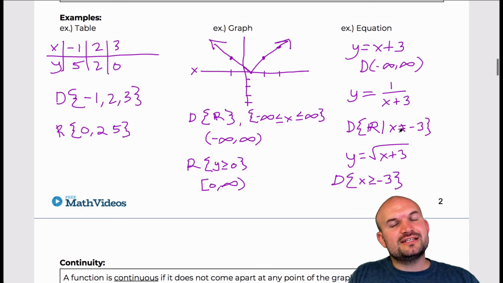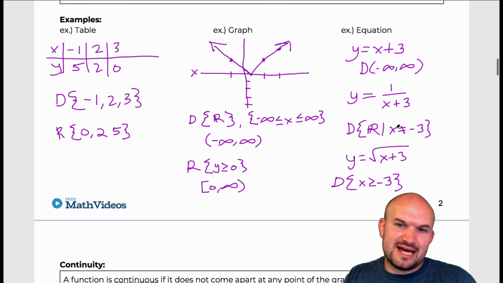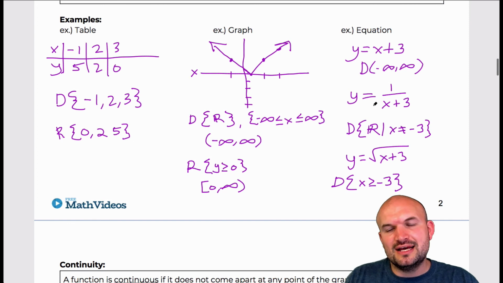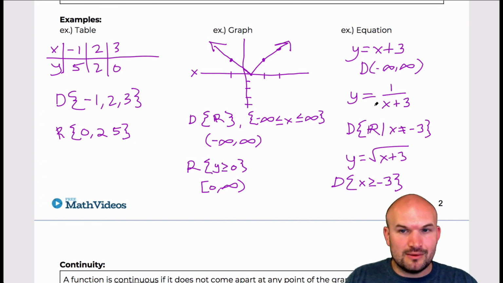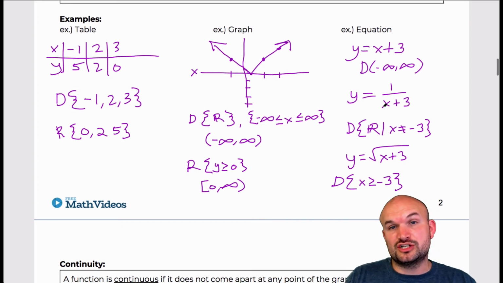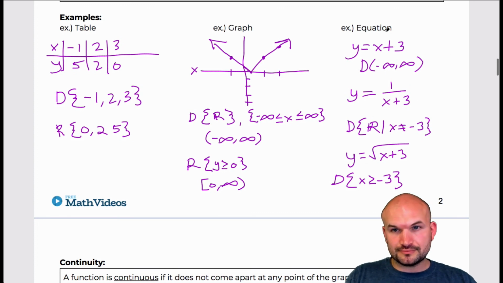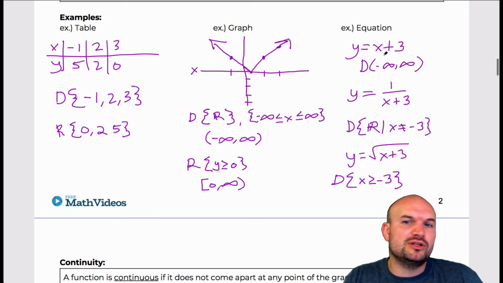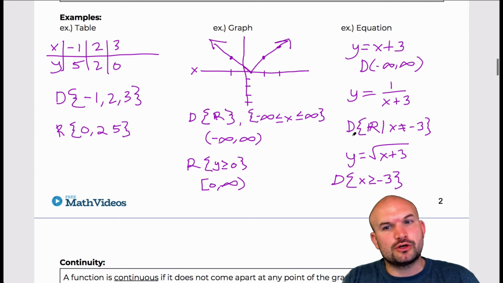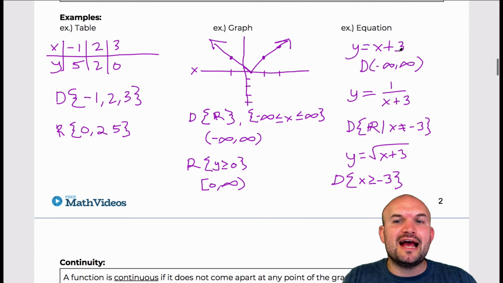Now, as far as the range goes, we actually don't have enough information at this point to be able to find the range. So just to give you an idea, if you're given an equation and you want to find the range, then for right now, you could plug these into Desmos or into your graphing technology, graph them, and then find the range that way. Otherwise, later this chapter, we'll learn how to find the range.